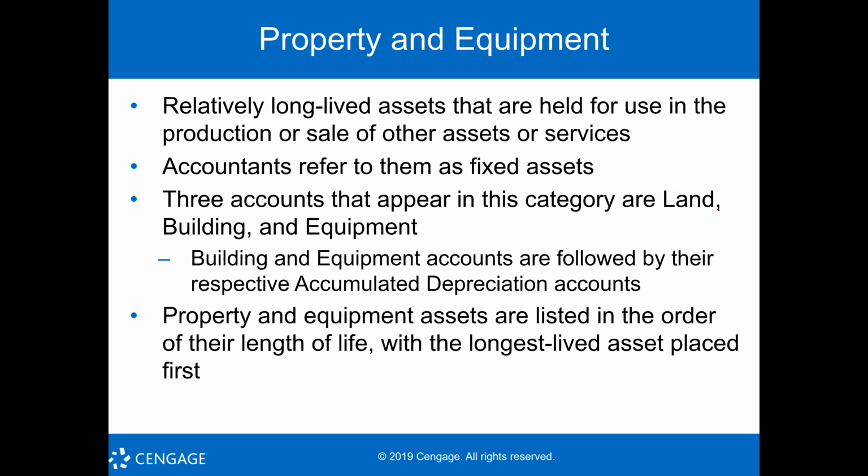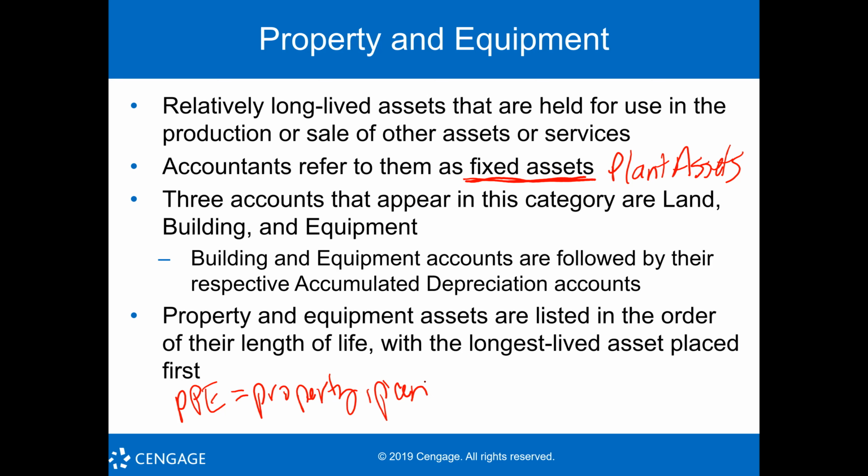Property and equipment, again, these are long-lived or fixed assets that are held for use in production or sale of other assets or services. Accountants refer to them oftentimes as fixed assets, plant assets, or PPE, which means property, plant, and equipment.